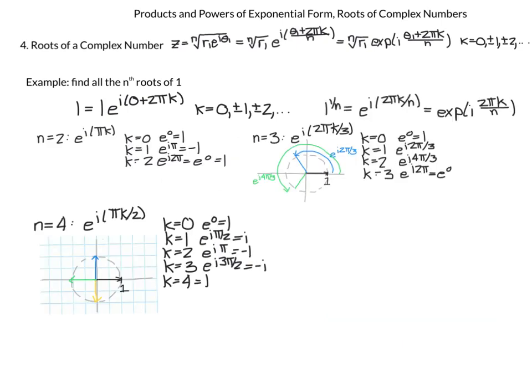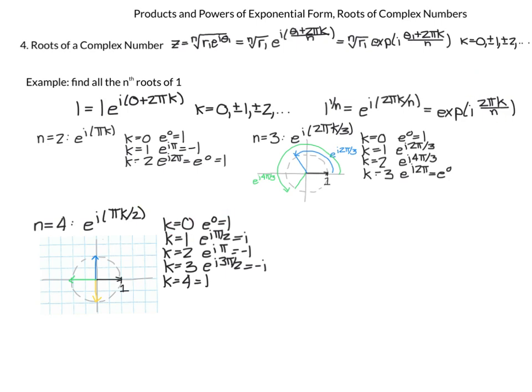So I kind of reduced and moved my n equals 2, n equals 3, so we could look at n equals 4. So plugging in n equals 4 into this formula for the fourth root of 1, we're going to have e to the i pi k over 2, because the 4 simplifies with the 2. So when k equals 0, again we get 1.